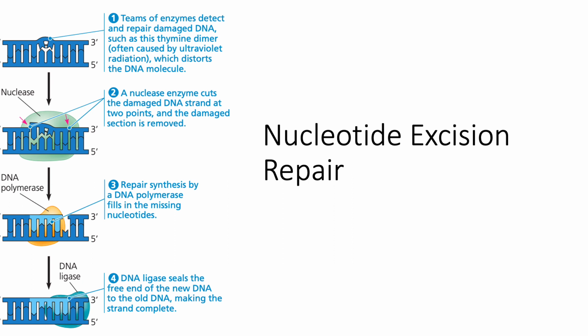First, teams of enzymes detect and repair damaged DNA, in this case this thymine dimer which is caused by ultraviolet radiation, which distorts the DNA molecule. Next, a nuclease enzyme cuts the damaged DNA strand at 2 points and the damaged section is removed. Then, repair synthesis by a DNA polymerase fills in the missing nucleotides, and lastly, DNA ligase seals the free end of the new DNA to the old DNA, making the strand complete.